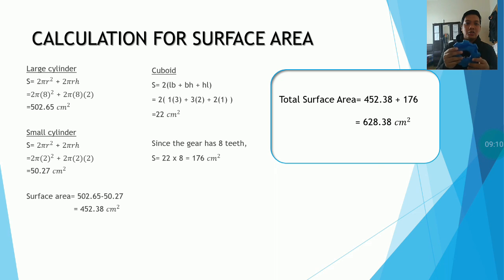To find the total surface area for the cylinder and the cuboid, the total surface area for my gear is 452.38 plus the surface area of the cuboid, which is 176, and the final answer is 628.38 cm square. So that's all for my calculation. Thank you, doctor.